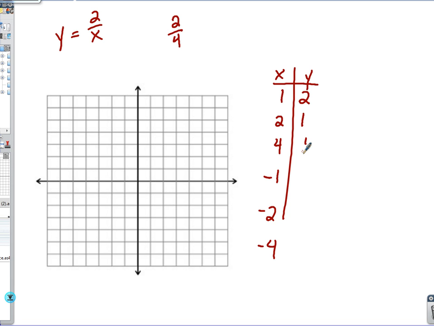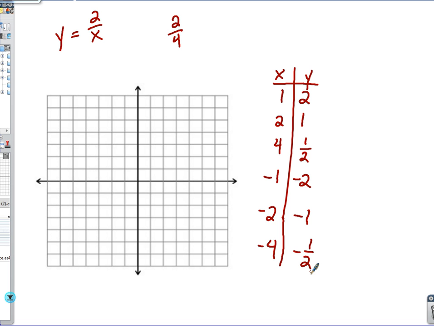That's 1/2. 2 divided by -1 is -2. 2 divided by -2 is -1. And 2 divided by -4 actually is -1/2. And we're going to plot these, but more than likely we're going to go back and put some more values because I don't think this will be enough.